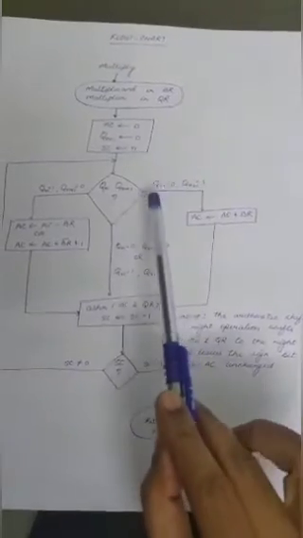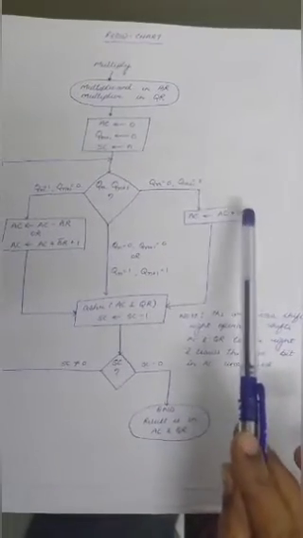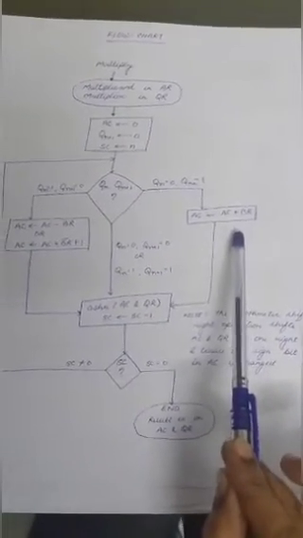Now if my Qn bit is 0 and Qn plus 1 bit is 1, in that case I need to add my partial product with the multiplicand.